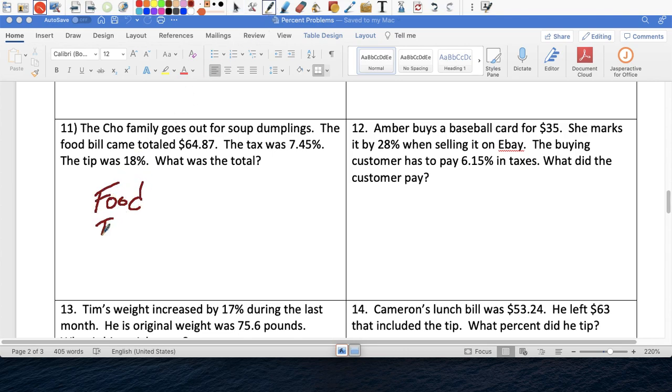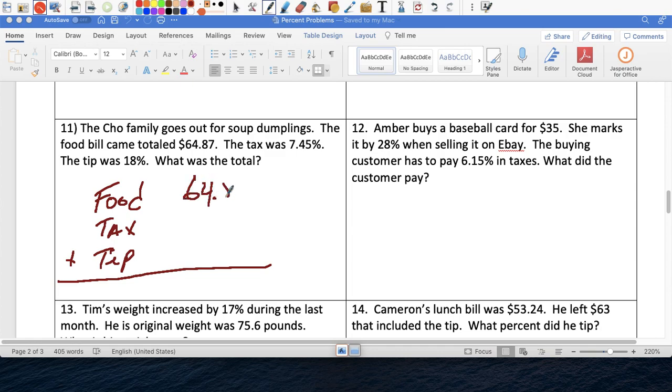Food, tax, and tip. So unfortunately, we don't tip on food plus tax. We only tip on the food. I mean, that's what we should do, but every time you get a bill from a restaurant and they calculate the tip for you, ironically, they calculate the tip on the food and tax total, which they shouldn't.